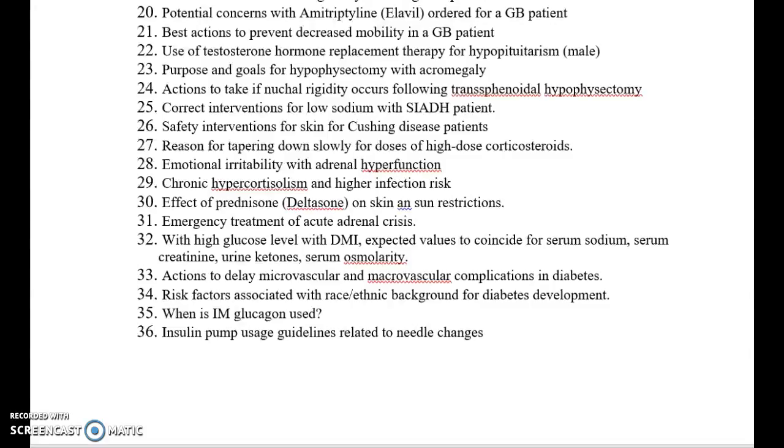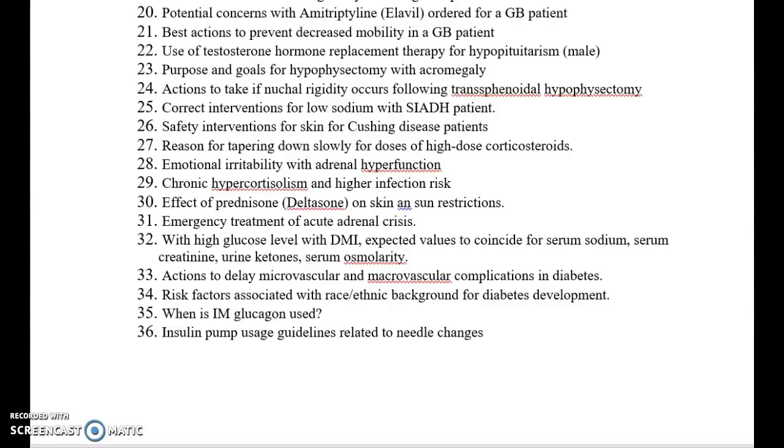When someone is on prednisone, and particularly high dose, they have restrictions to not be in the sun as much. So you have to make sure that you really evaluate with the patient, what's their home life like? Are they the one that does all the lawn mowing? Do they have jobs that require them to be outside a lot? And then what precautions do they need to take regarding that?